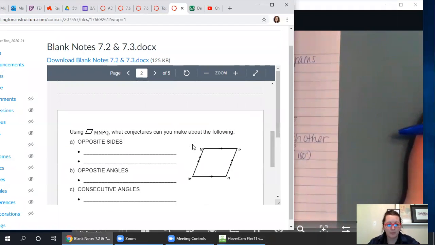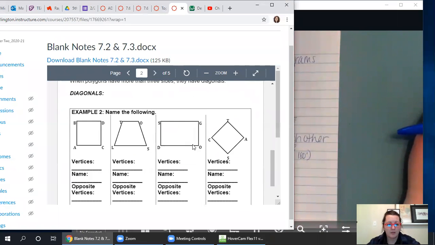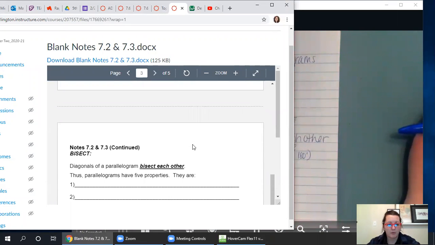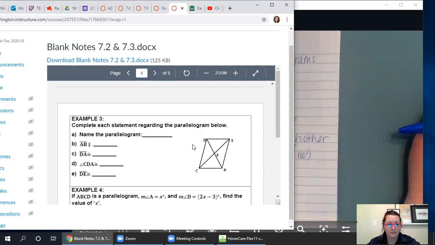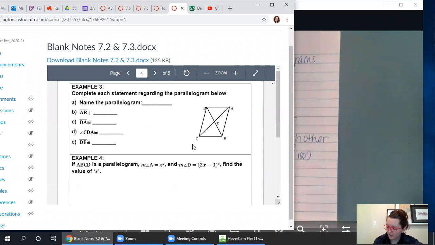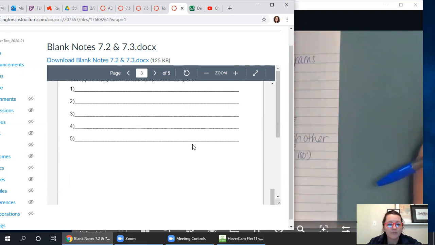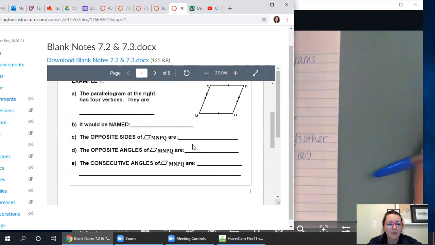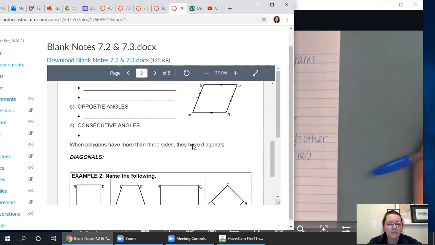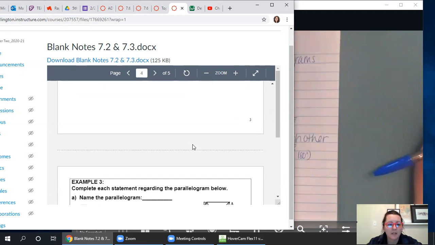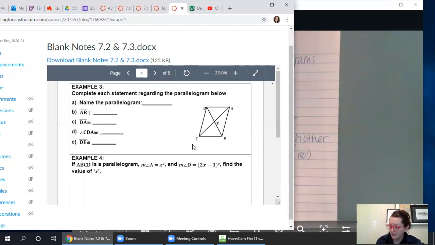So let's look, which ones do we want to do? Let's start with example 3 down on page 4. I know it's a lot of pages. So we have a parallelogram here. It's given us this picture here. I'm going to draw it on my notes.